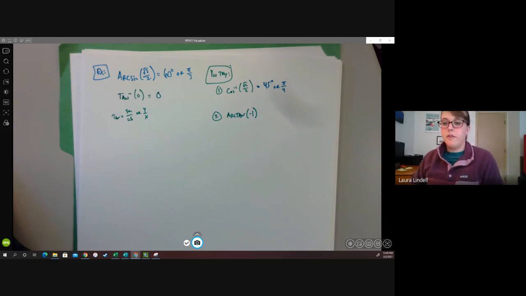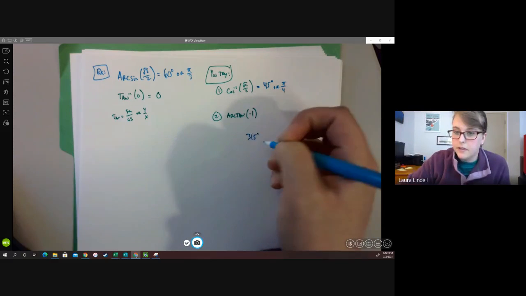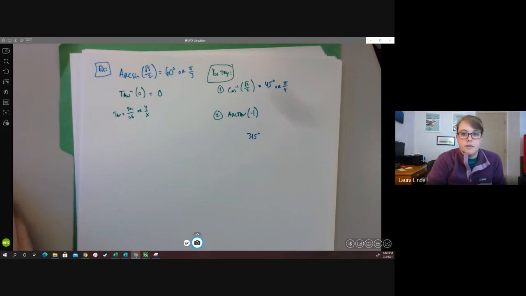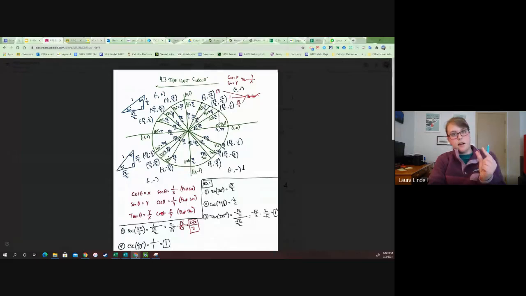Nice, Carson, you've got 315 degrees. Let's write that down. 315 degrees. And then let's take a look at our unit circle real quick. I like that line of thinking. The only thing that I would slightly change about it is to find an equivalent angle that puts it into the correct domain for our inverse function.